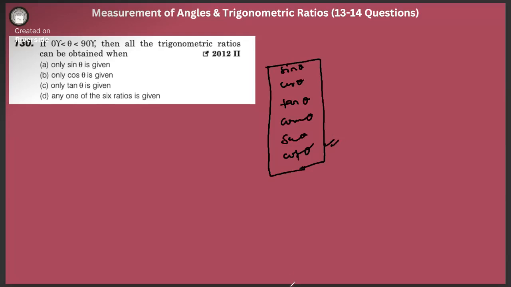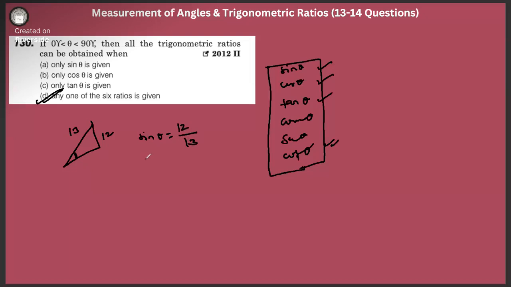Anybody other than Hari, Priya and Kishore, can anyone switch on your mic and tell me? What will happen? Then all trigonometric ratios can be found when what? Only sine theta is given, only cos theta is given, only tan theta is given, or any of the six ratios is given. Yes, absolutely. Because let us say I say something like 5, 12, 13. Let's say 13 is given to us. They have given to us sine theta is equal to, this is the angle.